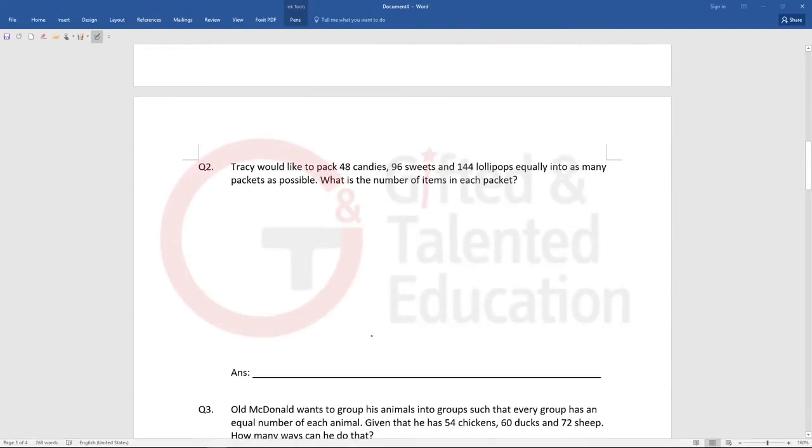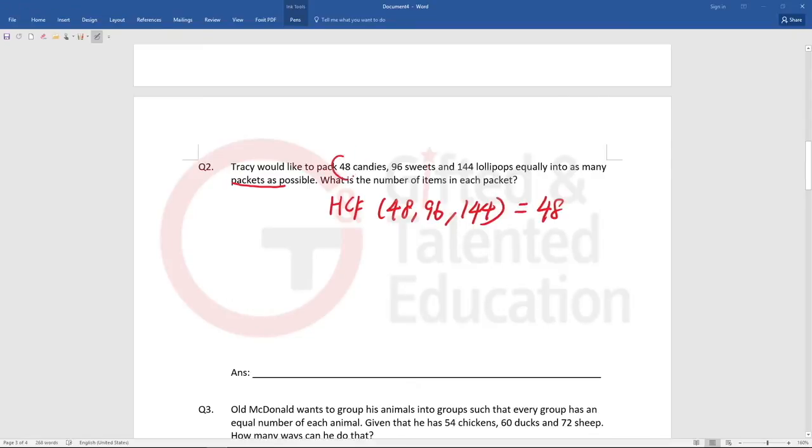Question 2. We require 48, 96, and 144 to be divisible by the number of packets because we want to maximize the number of packets. This means that we are supposed to find the highest common factor of 48, 96, and 144, which turns out to be equal to 48.